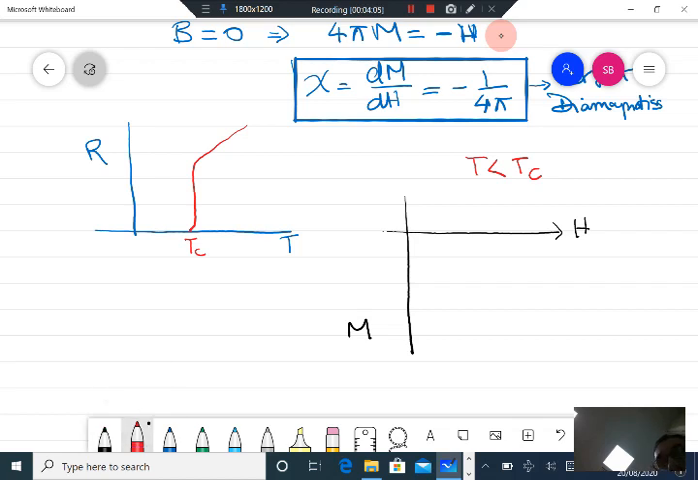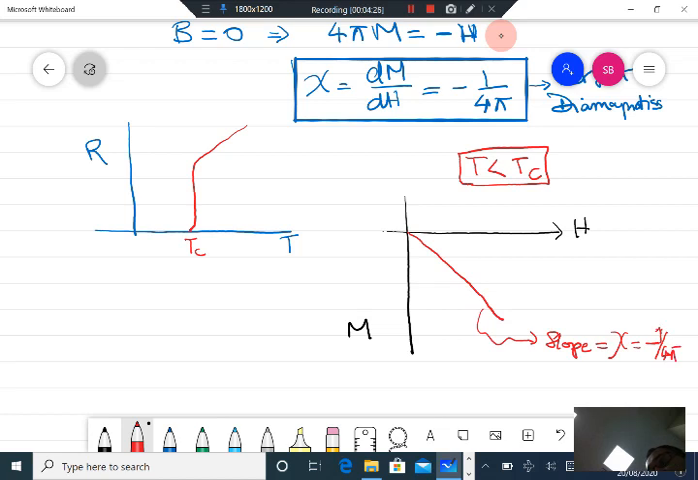And here, if you are at a temperature T less than Tc, your magnetization versus field will look like a straight line, because the slope of this straight line is the susceptibility, which is minus 1 by 4 pi or minus 1, depending on the units you have. It will be a large slope. This is the maximum possible slope you can have for susceptibility, which is minus 1.